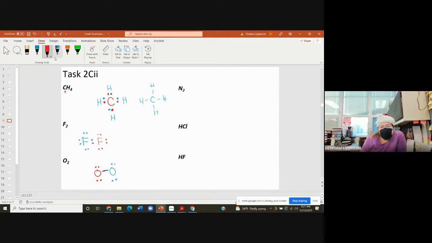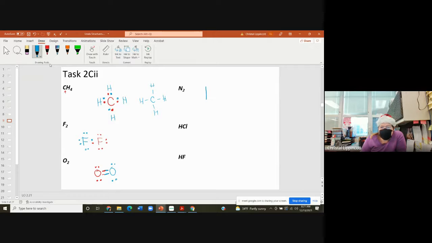And by doing that, watch what happens. Yep, it's called a double bond, right? So now this oxygen has 2, 4, 6, 8. And this oxygen has 2, 4, 6, 8. Make sense?